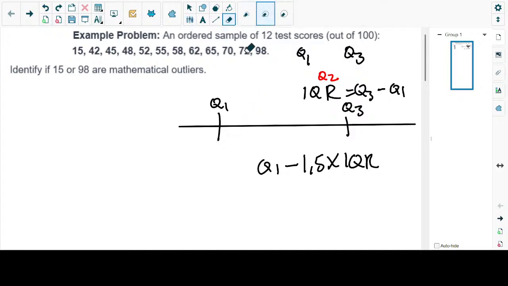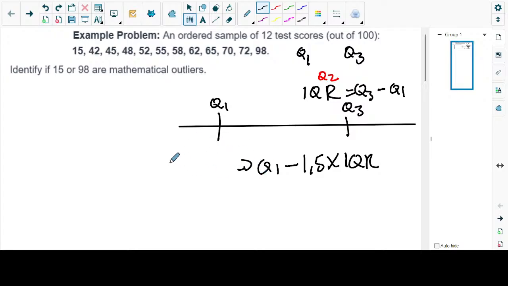Now, this is for us to determine a lower value. Everything in this data should fall within this range. If it falls outside, then we call it an outlier. So this is for the lower bound. Now let's look at the upper bound.